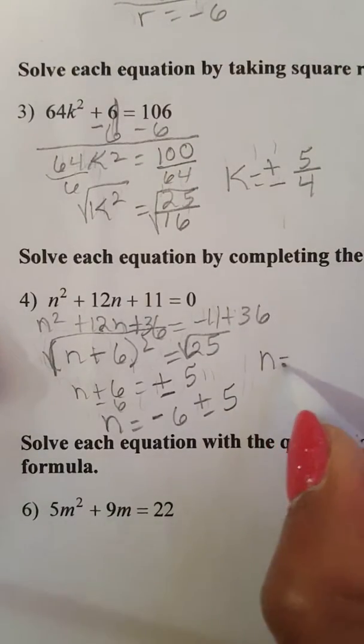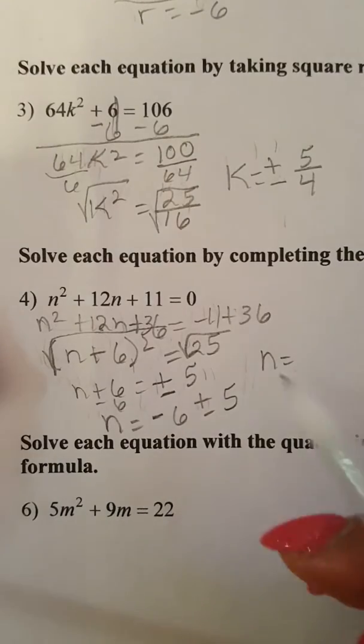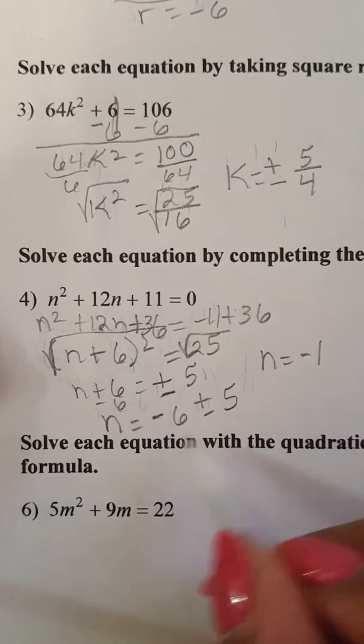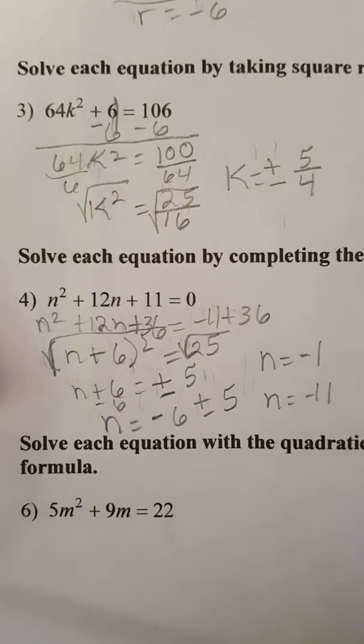And since these are just regular numbers, the radical went away. Go ahead and calculate your two answers. Negative 6 plus 5 is negative 1. Negative 6 minus 5 is negative 11.